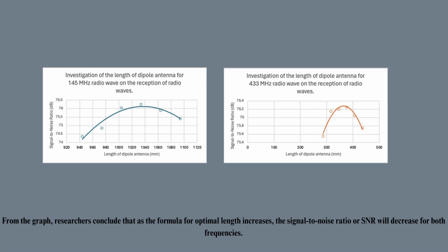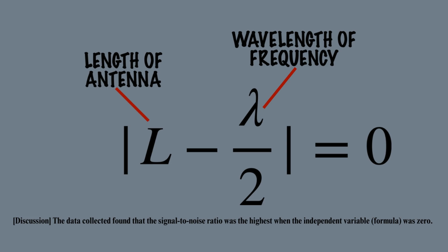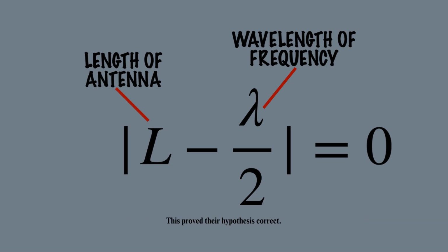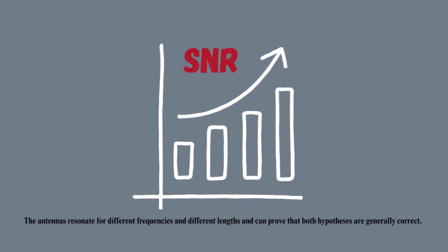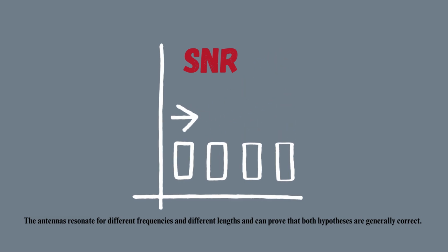From the graph, we can conclude that as the length of the antenna minus half of the wavelength increases, the signal-to-noise ratio, or SNR, will decrease for both frequencies. The data collected found that the signal-to-noise ratio was the highest when the independent variable was 0. This proves that the hypothesis is correct. This is because of the formula of the optimal antenna length. The antennas resonate differently for different frequencies at different lengths. This proves that both hypotheses are generally correct.